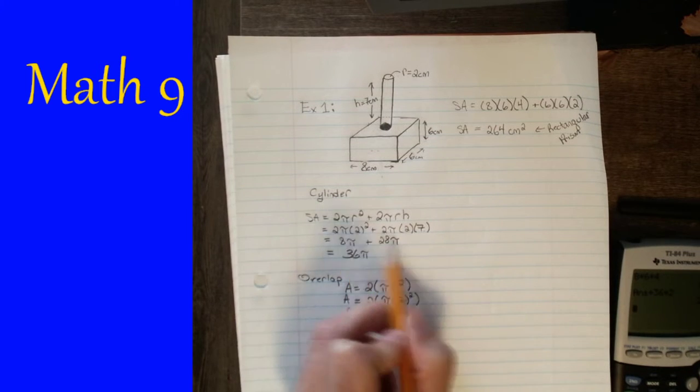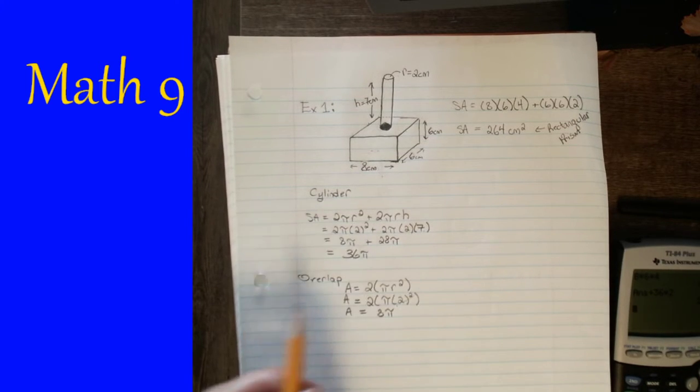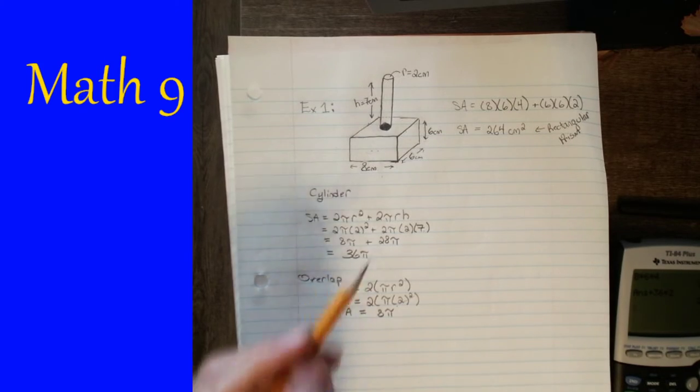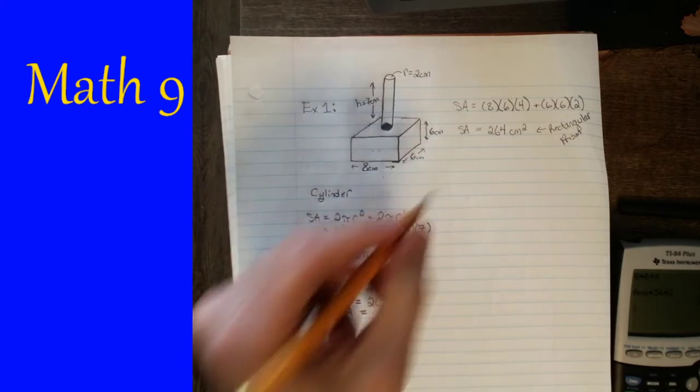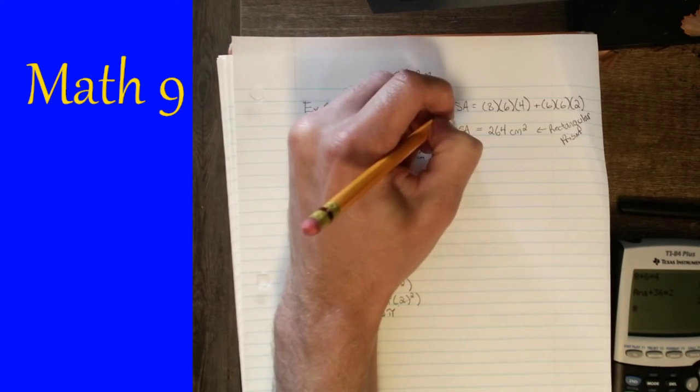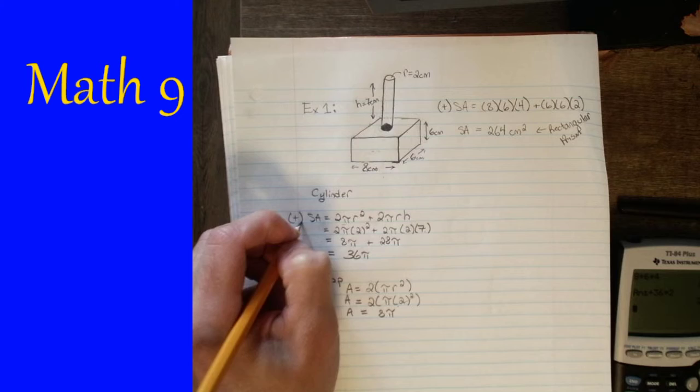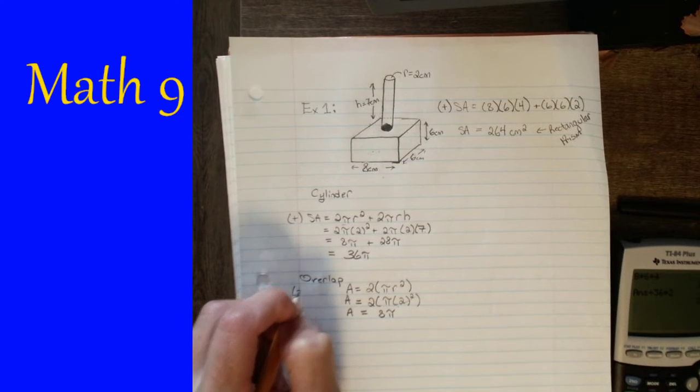And that's kind of why I left this like so, because what I'm going to end up doing is combining all of these together, and that will be my total surface area. This will count for a positive, this will count for a positive, and this will count for a negative.